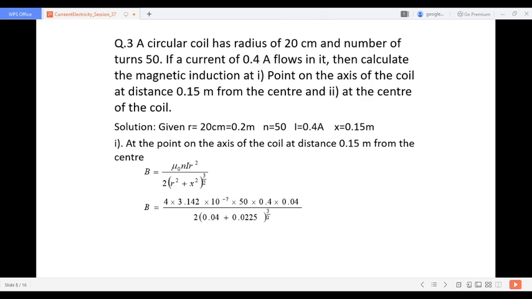Substituting the values, 4 into pi value comes to be 3.142 into 10 raised to minus 7 into N is 50, I is 0.4, R square comes to be equivalent to 0.04 divided by 2 times (0.04 plus 0.0225), the whole bracket raised to 3 by 2. And the calculation comes to be equivalent to 321.740 into 10 raised to minus 7 Tesla, which can also be represented by 3.21 into 10 raised to minus 5 Tesla.